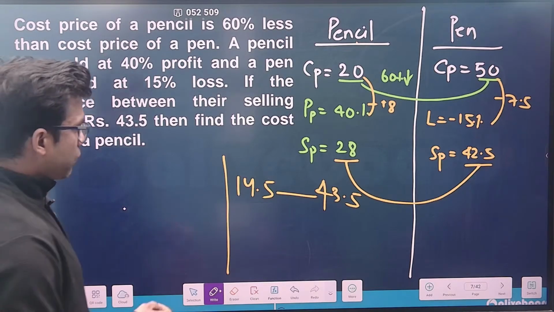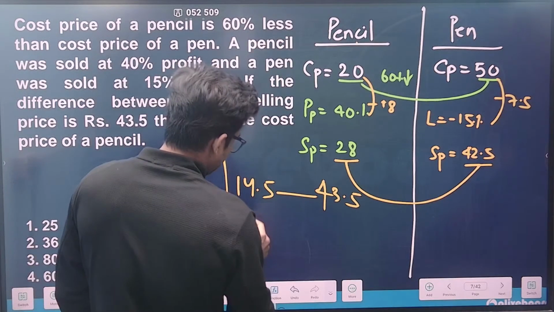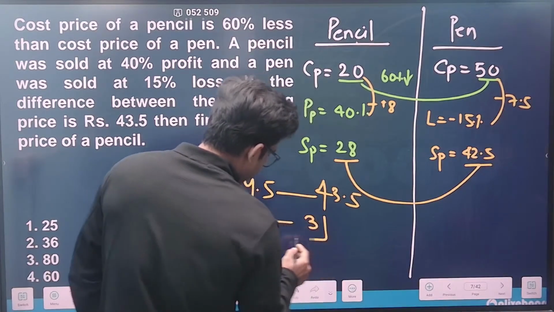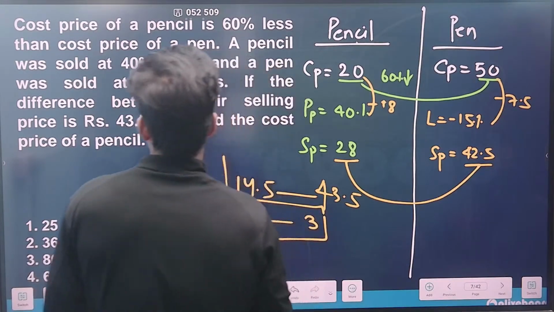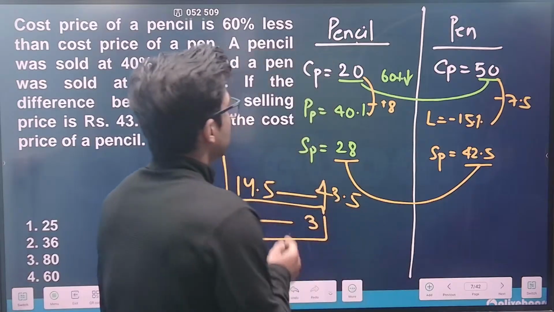So I would say that it will go like 3 times. So the value of 1 would be 3, correct? If the value of 1 is 3, they are asking what? Then find the cost price of the pencil.